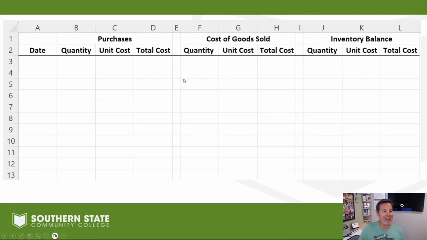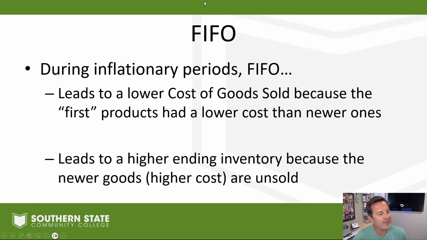Couple of points to kind of hammer home here before we turn off for this video. During inflationary periods, which is pretty much all the time, costs are always going up as businesses buy their inventory. But during an inflationary period, FIFO leads to a lower cost of goods sold because the first products in had a lower cost than the newer ones because costs keep going up. The flip side of that coin, FIFO will lead to a higher ending inventory balance than LIFO or weighted average because the newer goods, the higher cost goods, are unsold and sit on the shelf. Now again, I'm not talking about physical units. We're just talking about an accounting assumption here.